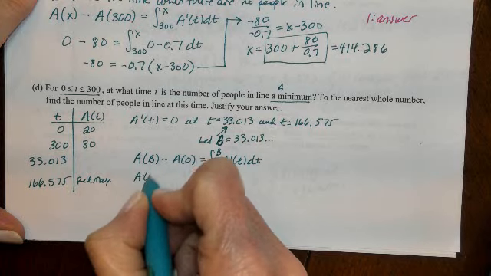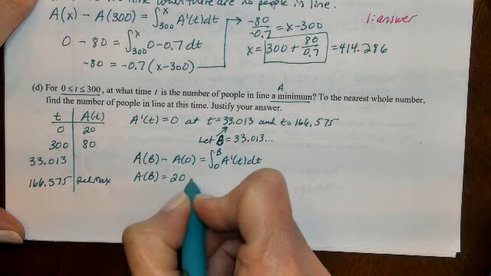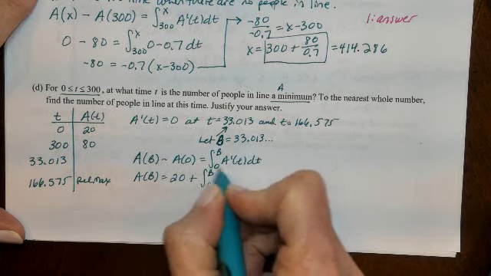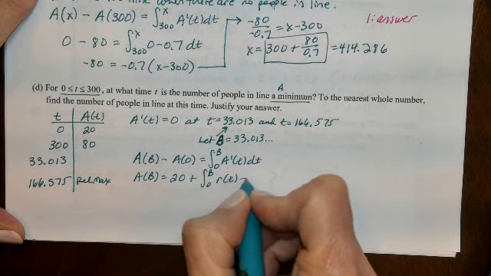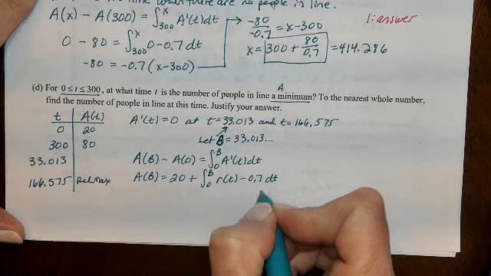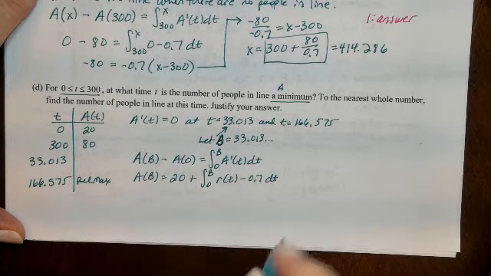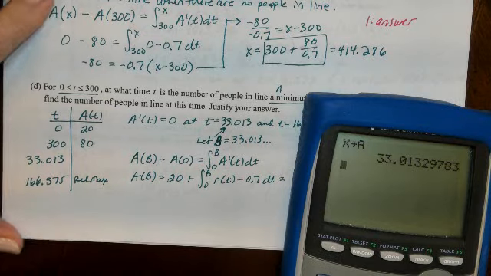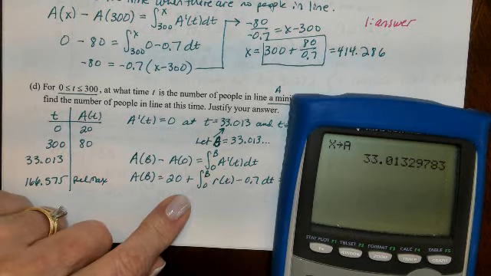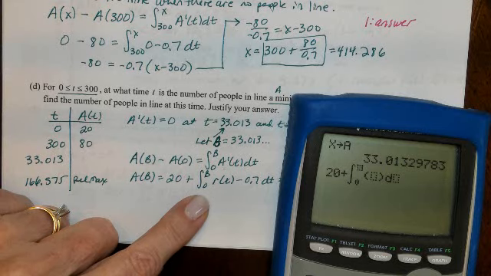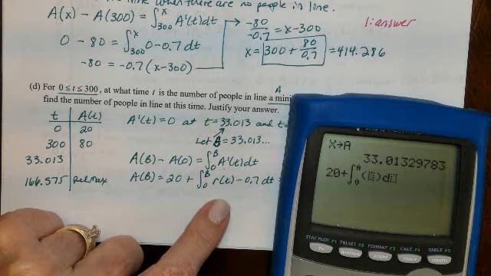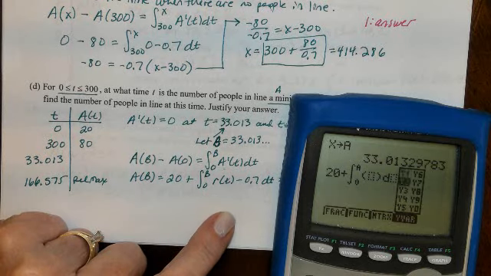So A at time B is going to be 20 plus the integral from 0 to B of A prime, which is R minus 0.7. Okay? So now to the calculator. Alright, so we have 20 plus math 9, 0, 2, and I stored that in for A, that time in for A. And then this is my Y3.